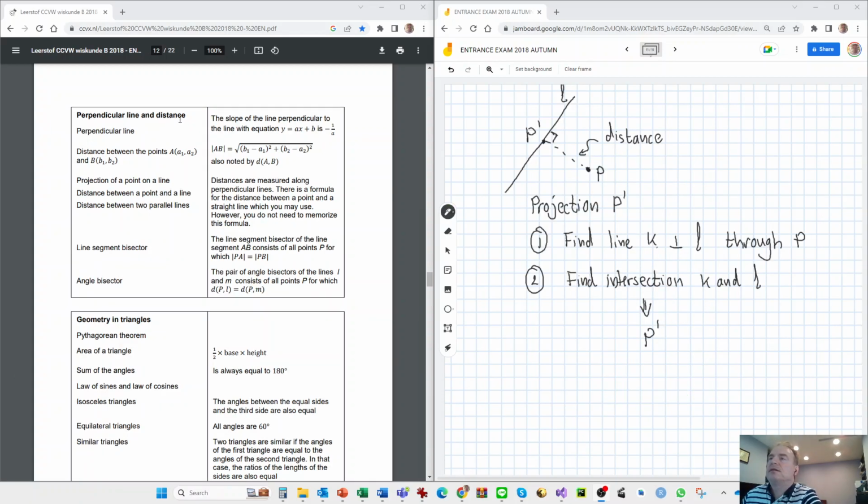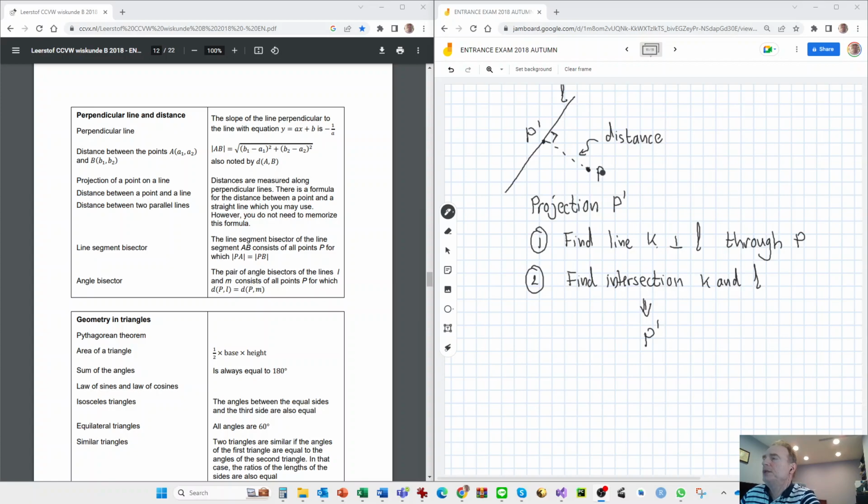Perpendicular line and distance. The slope of the line perpendicular to the line with equation y equals ax plus b is equal to -1 over a. That's because -1 over a times a is equal to -1, and that was the condition to be perpendicular. So the distance between two points is given here. That's just Pythagoras.